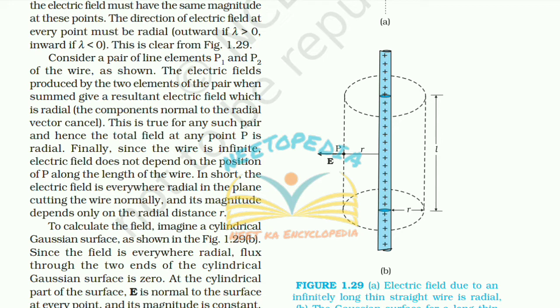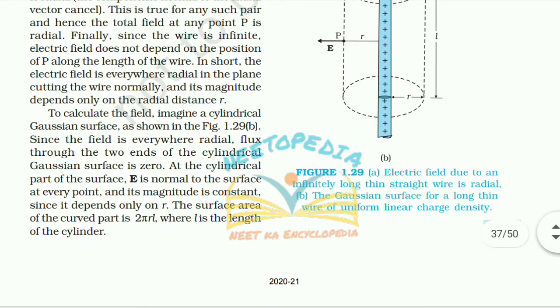Finally, since the wire is infinite, the electric field does not depend upon the position of P along the length of the wire. In short, the electric field is everywhere radial in the plane cutting the wire normally, and its magnitude depends upon the radial distance r. To calculate the field, imagine a cylindrical Gaussian surface as shown in the figure. Since the field is everywhere radial, flux through the two ends of the cylindrical part of the surface is zero. E is normal to the surface at every point, and its magnitude is constant.